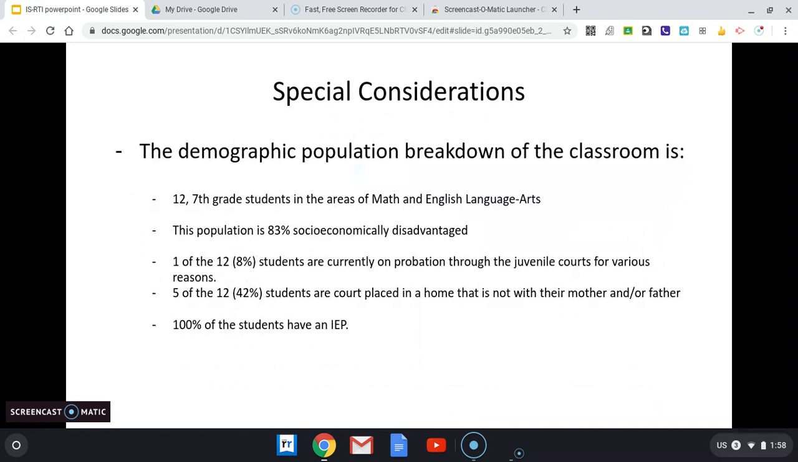Some more considerations: the demographic population of my students. I teach a seventh grade resource room, so I have math and English students as well as the online students, and there are 12 total. And all of those students have an IEP.